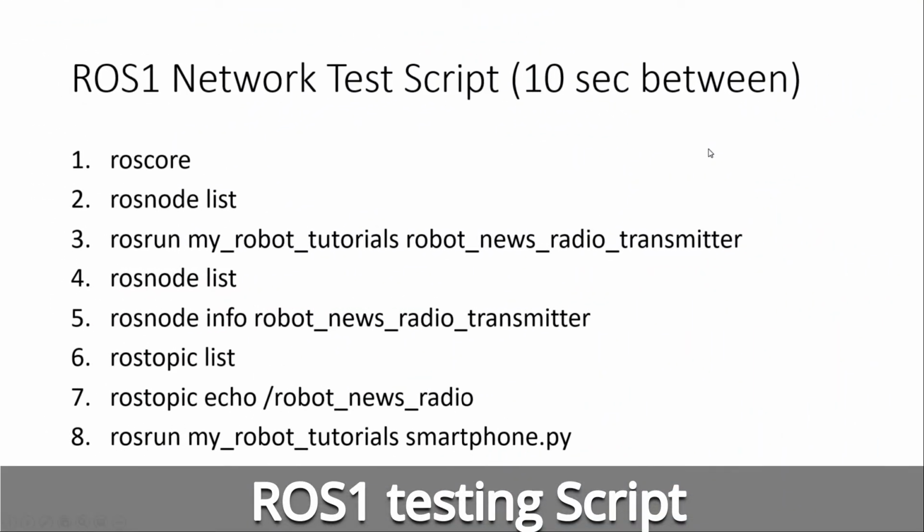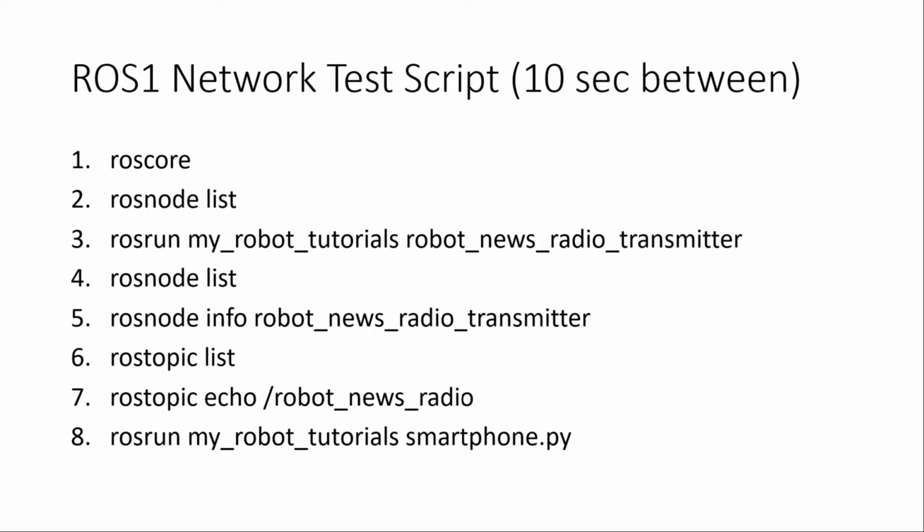So here's the plan for the tests. I'm just going to run through the same test script for ROS1, where I have the nodes on the same machine or distributed across different machines, and get the Wireshark network traces of what's happening. I'm going to use the same script. I'm going to try and leave 10 seconds between each of these steps so that hopefully I can pick up what's happening on the Wireshark trace.